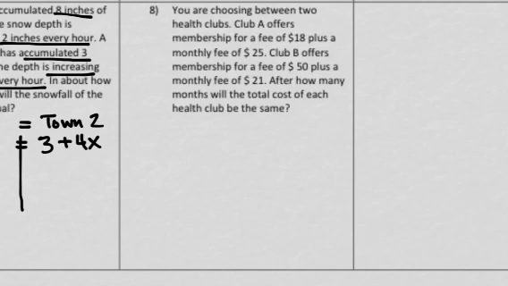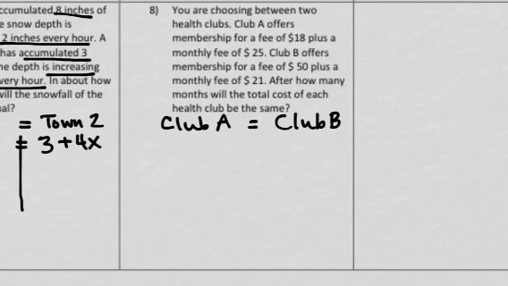In this last example, you're choosing between 2 health clubs. Club A offers a membership for a fee of $18 plus a monthly fee of $25, and Club B offers a membership for a fee of $50 plus a monthly fee of $21. After how many months will the total cost of each club be the same? So we want to know when Club A is equal to Club B.